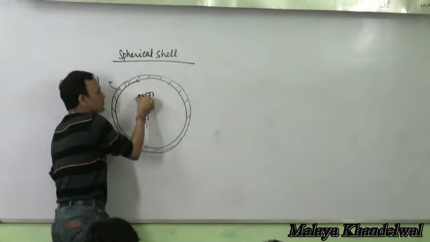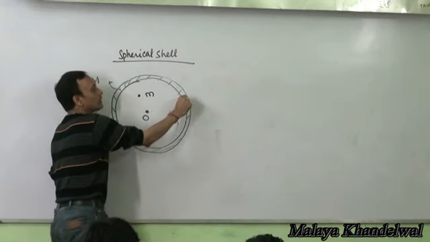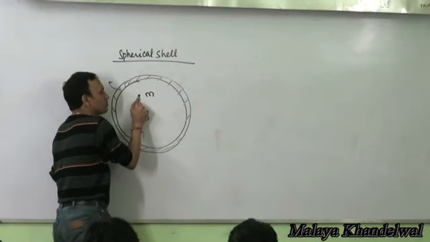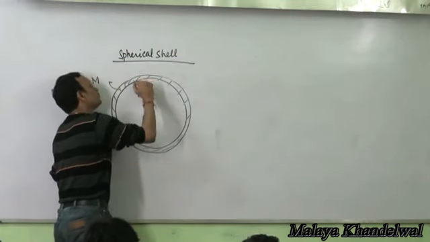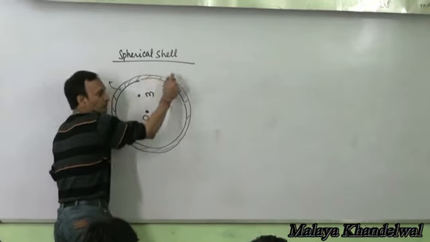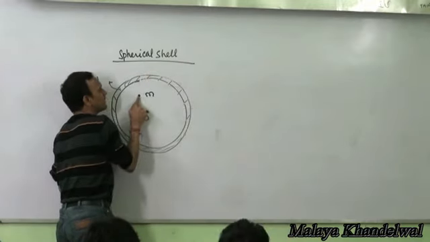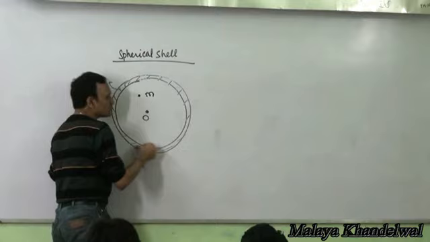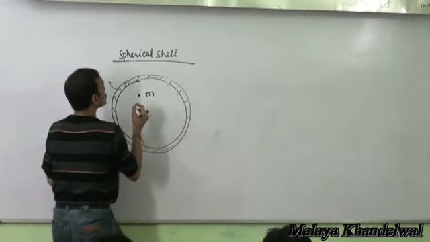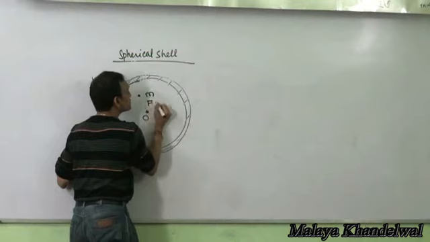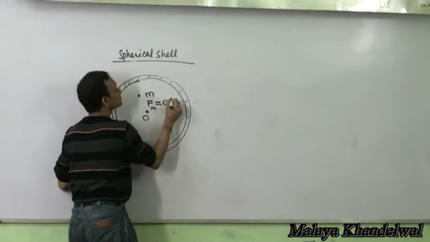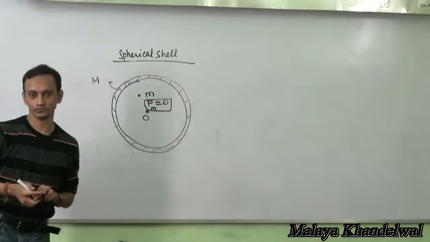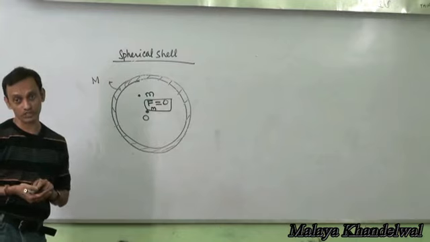Because there are elements of this mass which would exert a certain kind of force on small m, attractive, and then there would be elements of this mass exerting a force on this small m in another direction. If you compute the vector sum of all the forces that various mass elements of the shell exert on small m, then the vector sum will be 0. Force on small m because of the shell is always going to be 0. That's a very important proposition.